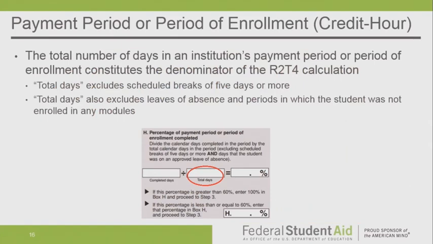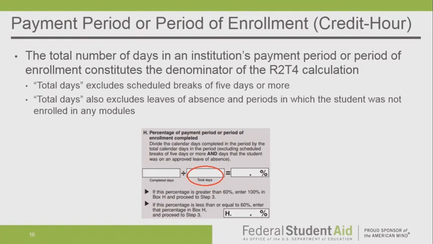All right, so now we want to talk a little bit about payment periods or periods of enrollment. And so remember back in step 2, we discussed how to determine the amount the student earned. Well, now we're going to talk a little bit more about how that actually plays out and some of the details about how you're going to get to those numbers. The first thing we're going to talk about here is the denominator.